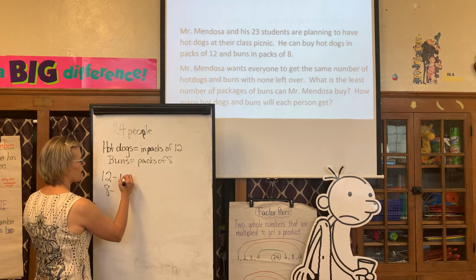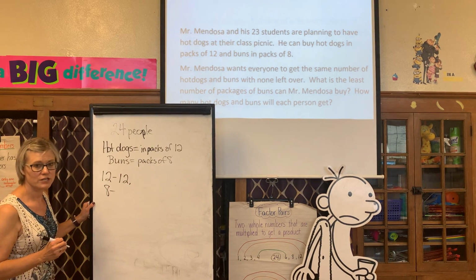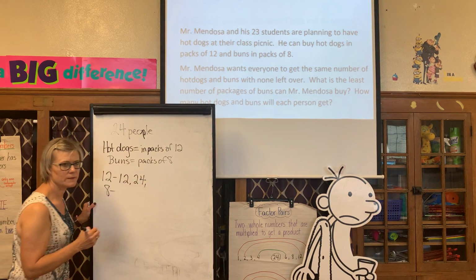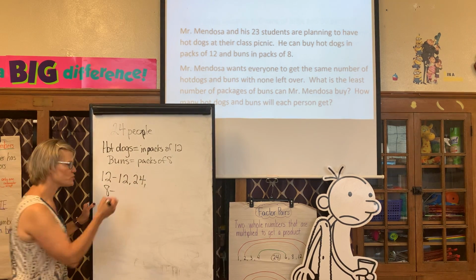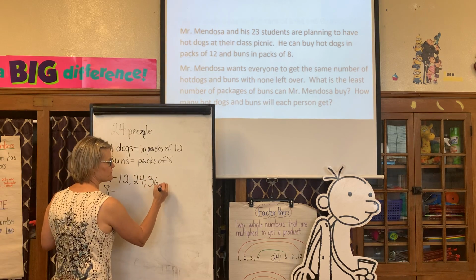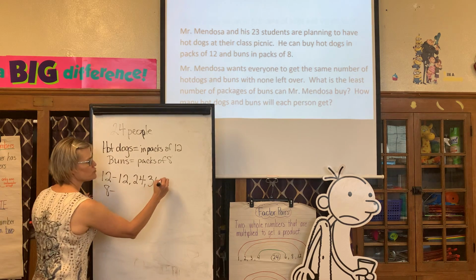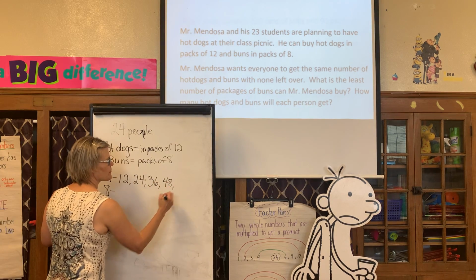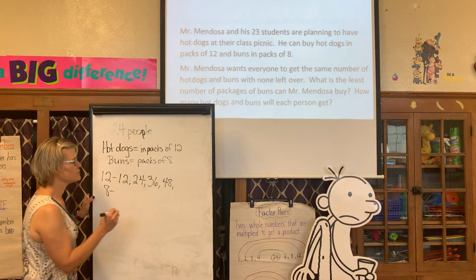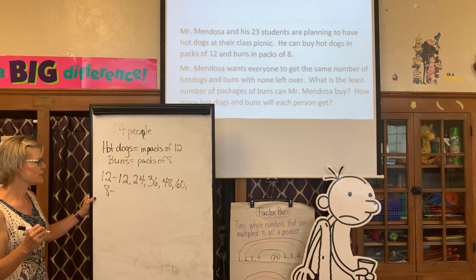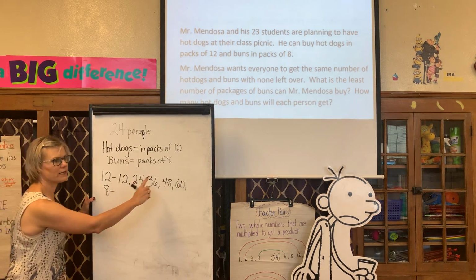We've got 1 pack, which would have 12. 2 packs, which would have 24. 3 packs, 3 times 12 is 36. 4 packs would be 4 times 12, which would be 48. 5 packs, which would be 5 times 12, which would be 60. And I think we're good for right now. We're running out of room.